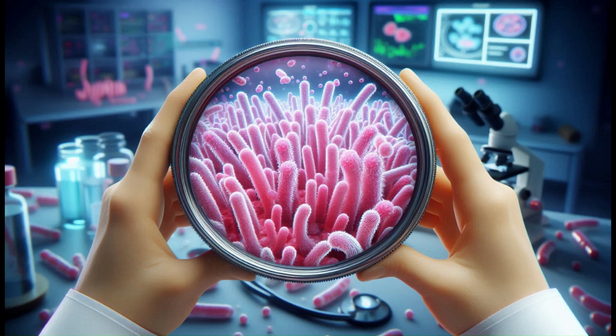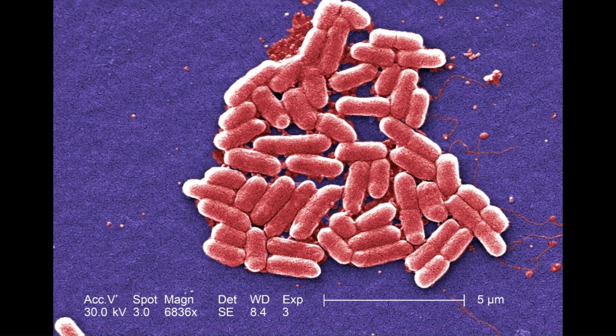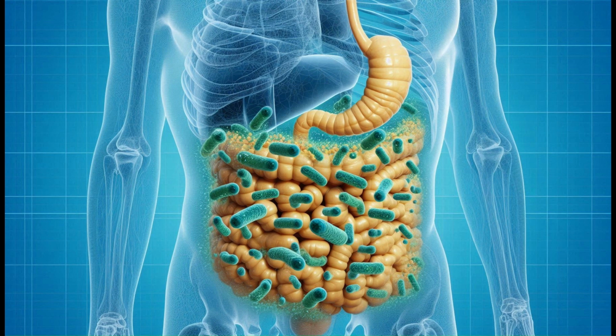Next, we have the rod-shaped bacteria, which are called Bacilli. These bacteria look like tiny cylindrical pills or rods. One of the most famous examples of bacilli is Escherichia coli, commonly known as E. coli. This bacterium is found in the intestines of humans and animals and plays a crucial role in digestion.